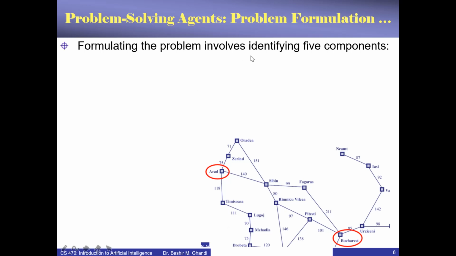So formulating the problem involves identifying five components. For this particular problem, the first component is to identify the initial state that the agent starts in. In this case, it is Arad. The agent is starting from Arad. I should emphasize that for some problems, the states may not be clear from the problem, so first you have to identify the states. But in this case, the states are clear. The main cities in the map of Romania give us the states. So we know the state space for this particular problem, and we are intending to move from Arad to Bucharest. So the first component is to identify the initial state, which in this case is Arad.